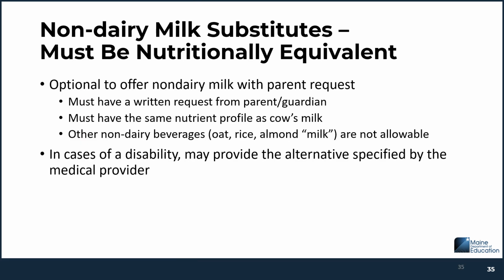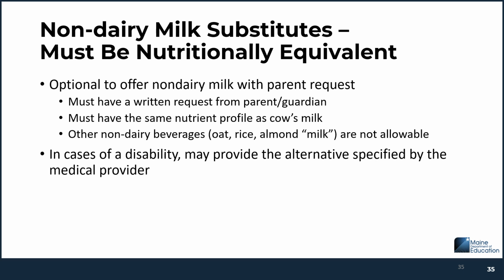If you choose, you may offer non-dairy milk substitutes in place of milk, but only under certain conditions. You are not required to do this, but if you do, you must have the request in writing from the parent or guardian. And the non-dairy option that you provide must have the same or better nutrient profile as cow's milk. To the best of my knowledge, there are some non-dairy soy beverages that meet this criteria, but many non-dairy beverages such as oat, rice, and almond milk do not meet this criteria and therefore cannot be offered in place of cow's milk in the National School Lunch Program.